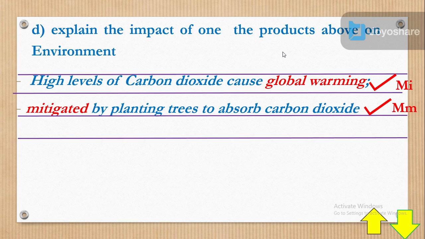Okay, so the impact is global warming. How do we mitigate it? By planting more trees. Simple as that.